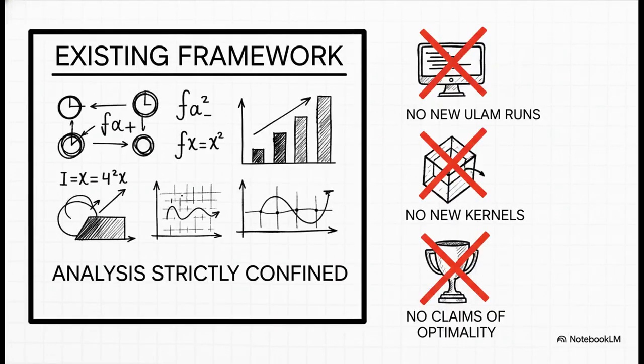Now, it's also really important to be clear about what this paper does not do. It relies completely on the theoretical and numerical work of the previous papers. There are no new computer runs, no new kernels being tested, and absolutely no claims that this 0.1370 bound is the best possible one. The analysis is strictly confined to the existing framework.